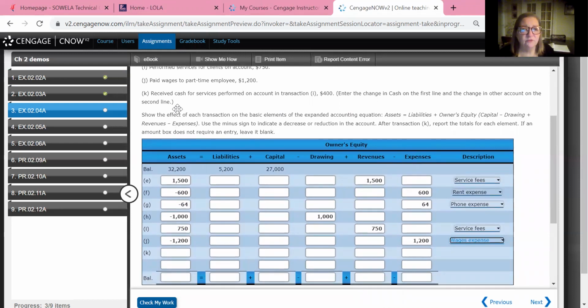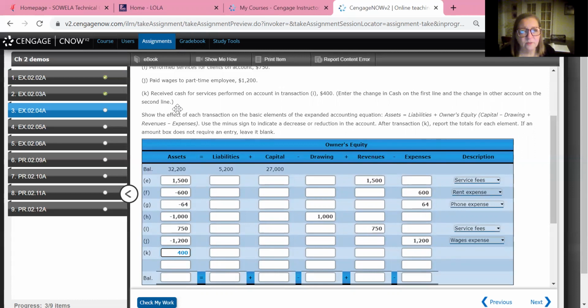K, received cash. I don't have to read the rest. I can put half the entry already. Half the entry is I received cash. How much? $400. So I increase the asset account by $400. And what did I get it for? That's the only way I'll know what to do with the next one.